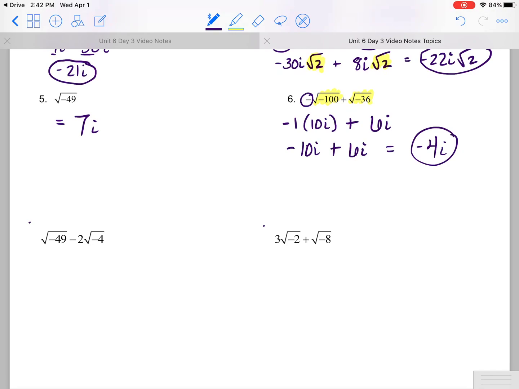All right, square root of negative 49 becomes 7i, minus 2 times square root of negative 4 gets me 2i. So I have 7i minus 4i. So my final answer is 3i.